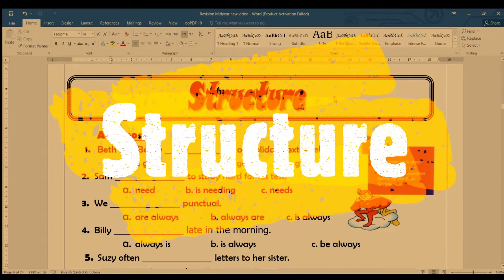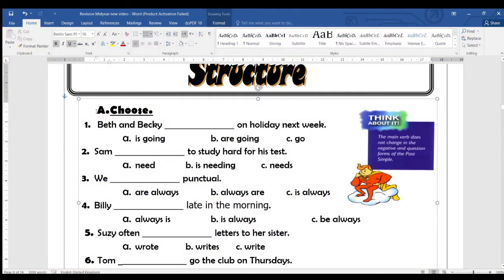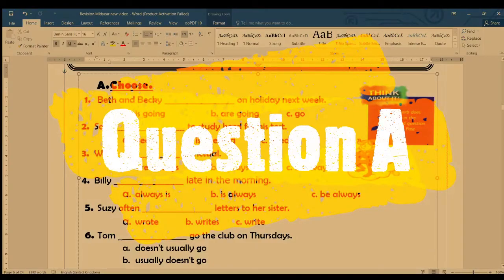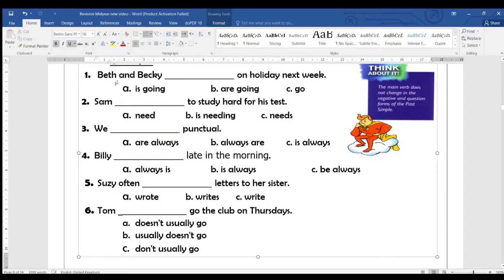Okay, my dear Junior 4, let's take a look at the structure sheet. This is your revision sheet. On page 6, you start the structure questions. The first one, we'll just take a look at it together. Question A is choose. So what you're going to do is choose A or B or C. Underline it, and that's it.